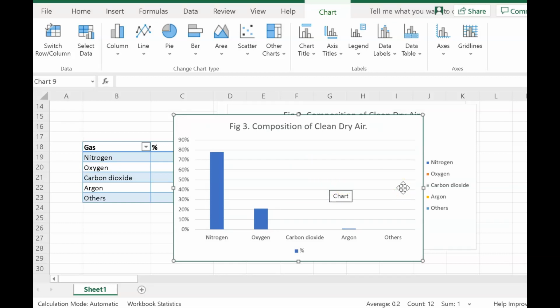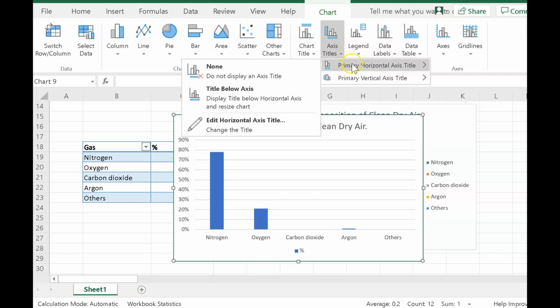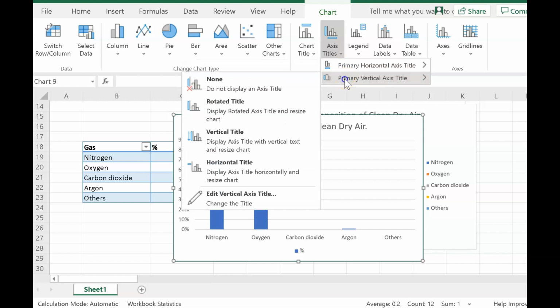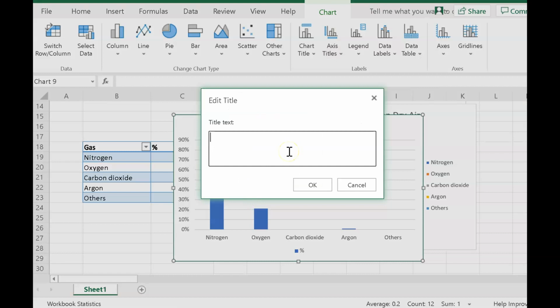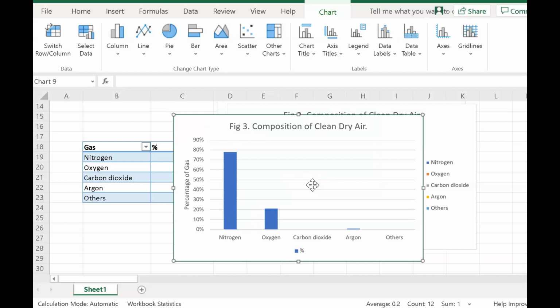All right, so let's see. This is kind of percentage. We have an option to name the axis, but the primary horizontal axis is already kind of clear. Vertical axis possibly should be percentage of gas. Okay, legend.